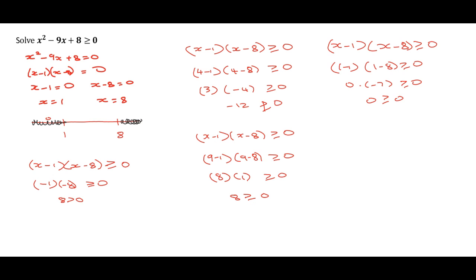And then let's try the same for x equal to 8. So we have (x minus 1)(x minus 8) greater than or equal to 0. (8 minus 1)(8 minus 8) greater than or equal to 0. 7 times 0, so 0 is greater than or equal to 0. So we now have x equal to 8 is also acceptable as a point.